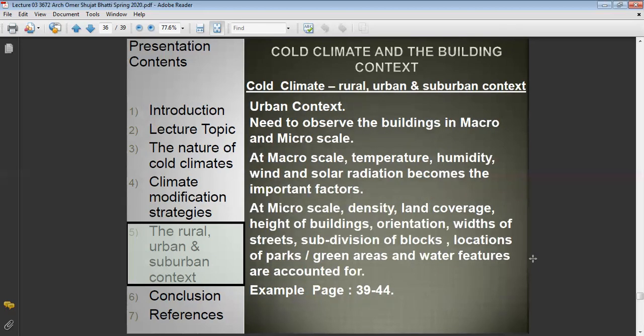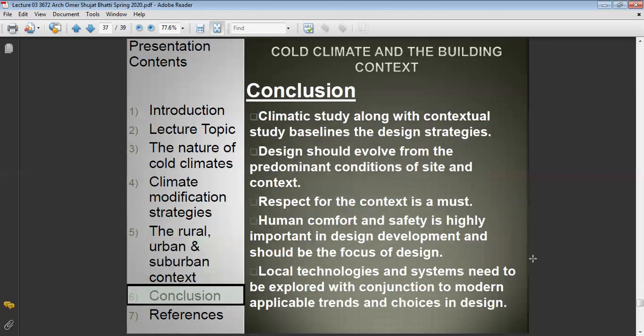When referring to the urban context, we need to observe the buildings at macro and micro scales, meaning the bigger picture as well as the focus site. At macro level, temperature, humidity, wind, and solar radiation become important. And at the micro scale, the density, land coverage ratios, height of buildings, orientation, width of streets, subdivision of blocks, and location of parks and green areas become very important factors. So the example is on pages 39 to 44.